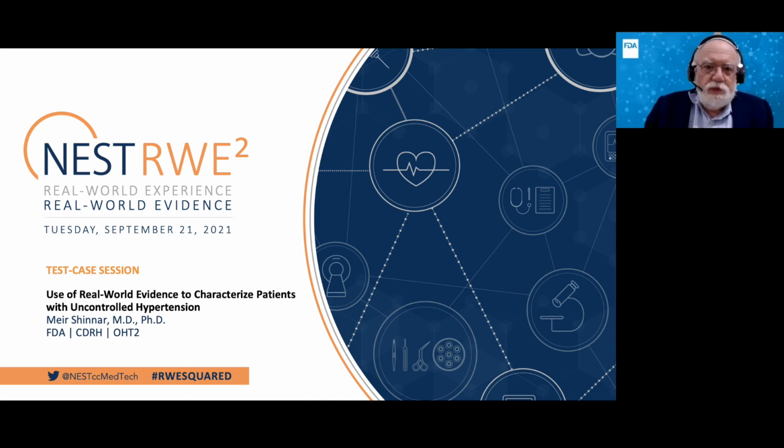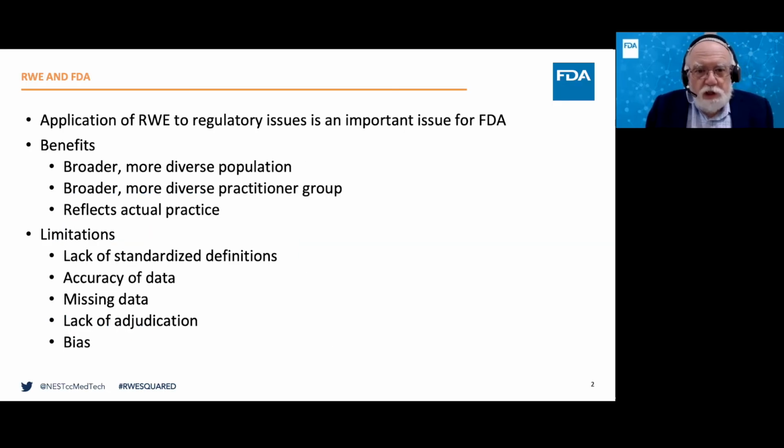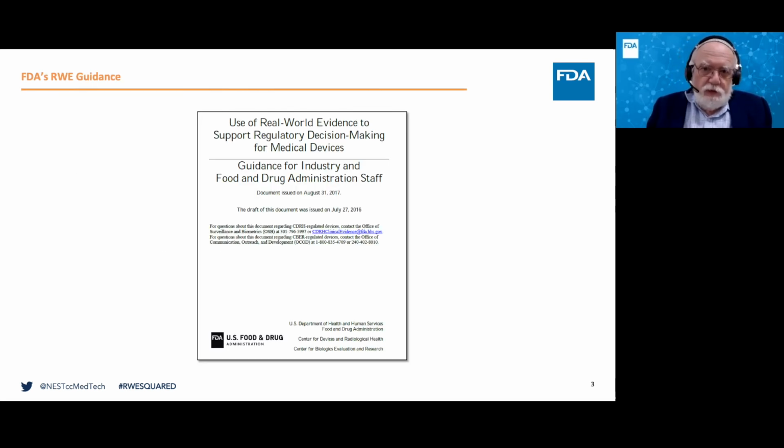The application of real-world evidence to regulatory issues is important for the FDA. The benefits are the broader, more diverse population as well as practitioners, and it reflects actual practice. There are limitations in terms of the lack of standardized definitions and the accuracy of the data, missing data, lack of education, and bias. So there is an FDA guidance document about the use of real-world evidence to support regulatory decision-making for medical devices.